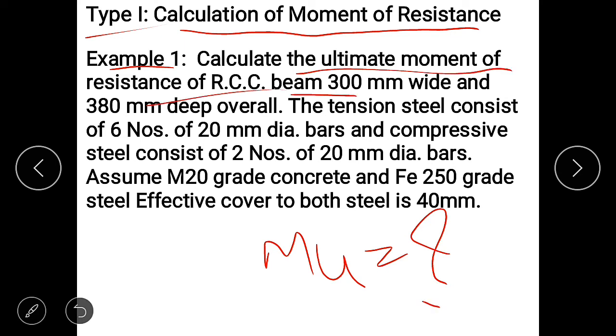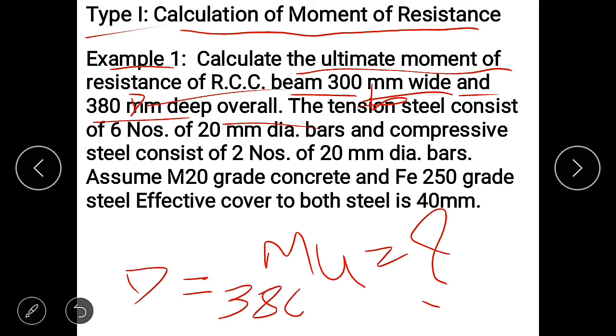We have to find MU of RCC beam, 300 mm wide. Means width is given here. b is 300 mm. Okay. And 380 mm deep overall. Overall depth means here capital D is given. Capital D is equal to 380. Okay. The tensile steel consists of 6 numbers of 20 mm diameter. Means in a tension side, Ast. Tension side means area of steel in tension zone.